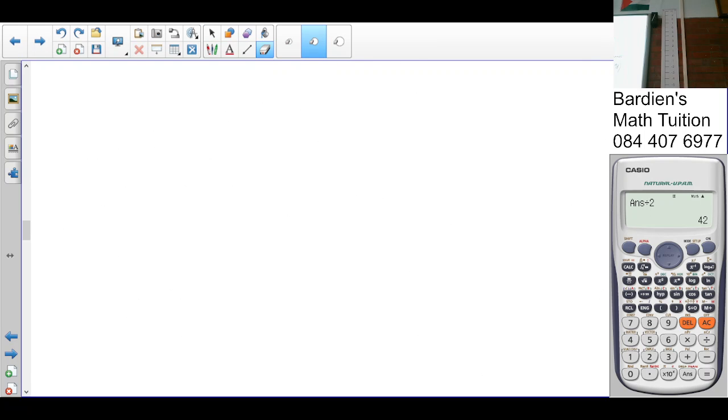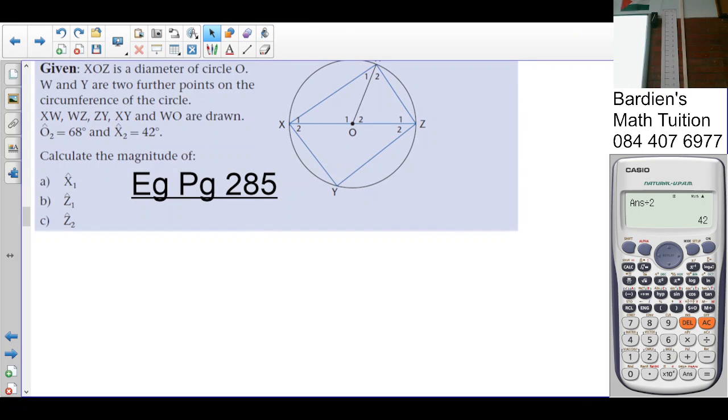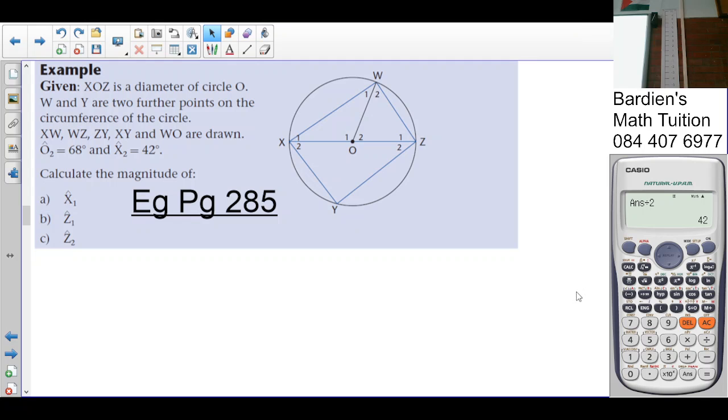So let's put that into practice. Let's look at an example. This example on page 285. We are told that XOZ is the diameter of the circle. And this is how you should approach these questions. You read through it, whatever you have discovered, you write it on your diagram. So we are told that ZOX is your diameter. So if that's your diameter, what do we know? That W1 and 2 is going to be 90 degrees. Why? Angle in semicircle. Also, angle Y is also 90 degrees. Angle in semicircle. Not so?